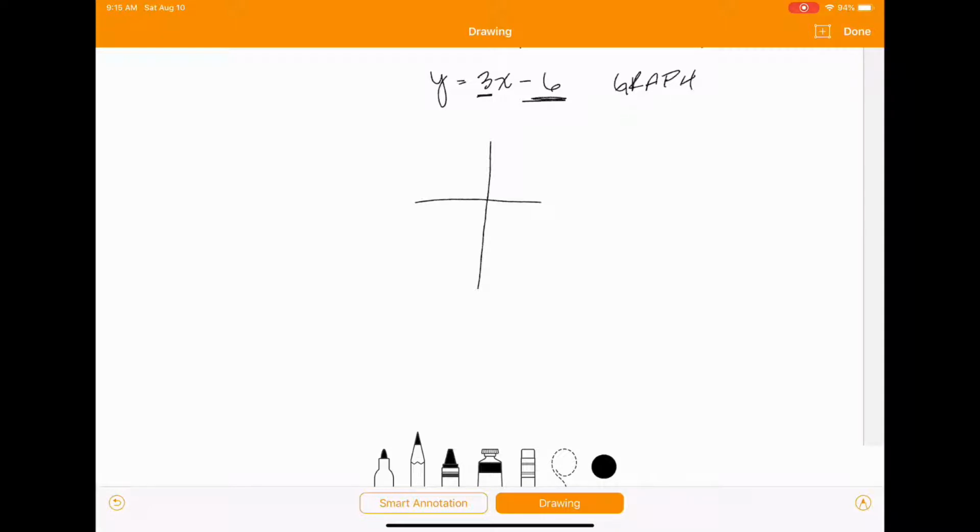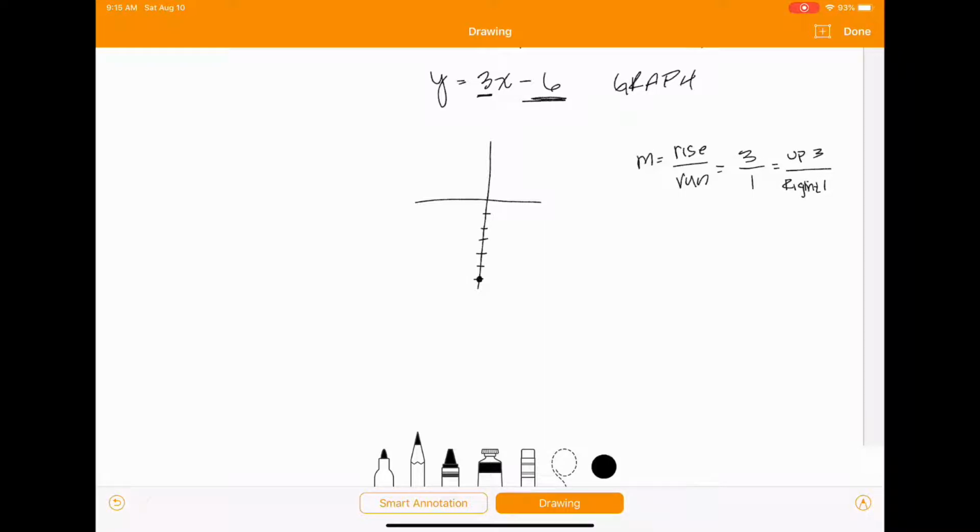So we know that the y-intercept is -6. So 1, 2, 3, 4, 5, 6. Put a point there. And then the slope is 3. So m equals rise over run, so that's going to be equal to 3/1. So this is positive and this is positive. That means we're going to go up 3 and right 1.